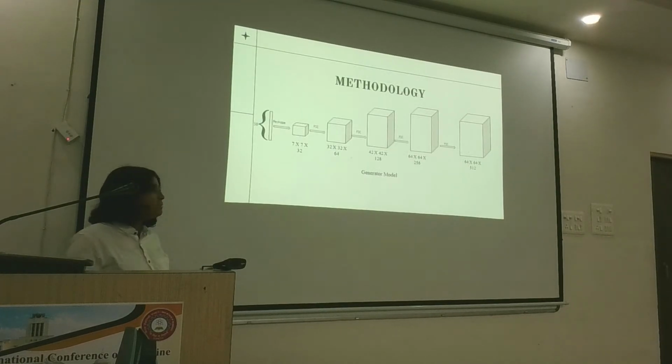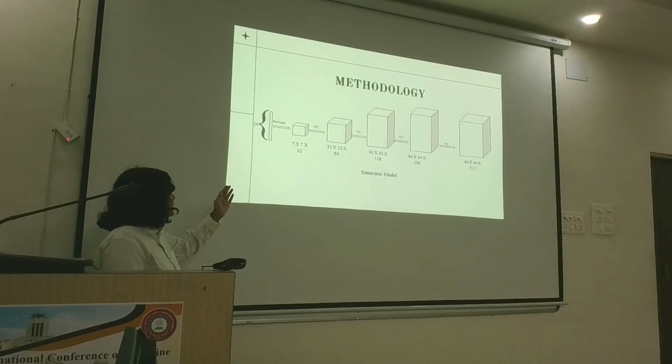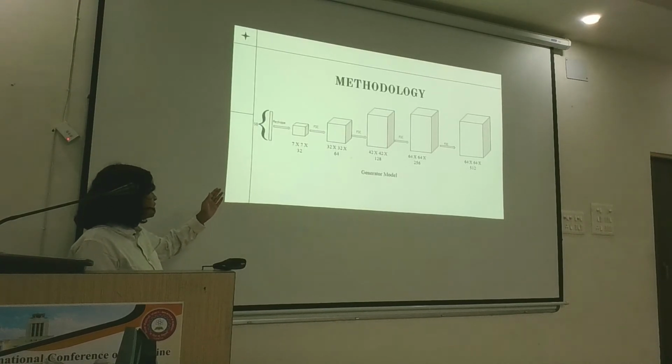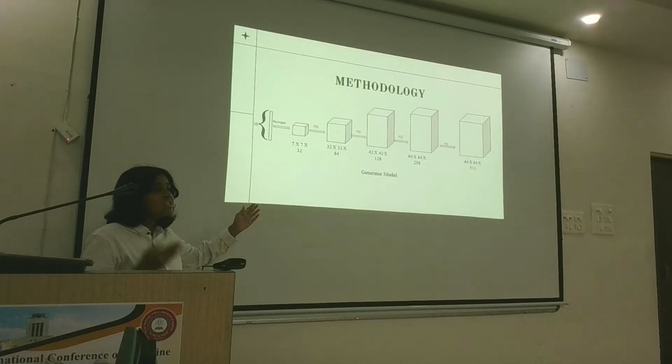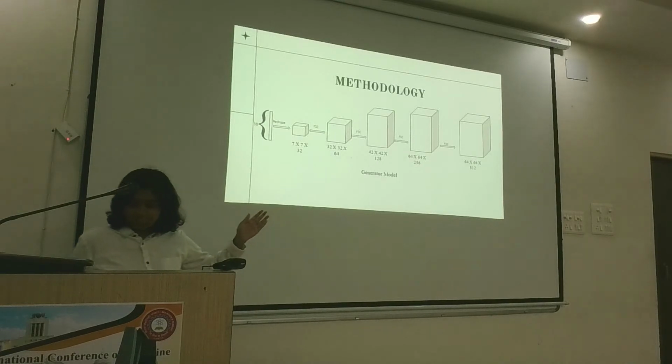As we can see in the methodology, for the generator model, we provide a 50 cross 1 random input seed and reshape it into 7 cross 7 cross 32, and then provide fractionally strided convolutional layers to reshape it to 32 cross 32 cross 64, and then 42 cross 42 cross 128, and then 64 cross 64 cross 256, and again 64 cross 64 cross 512, which is the desired resolution for our image.